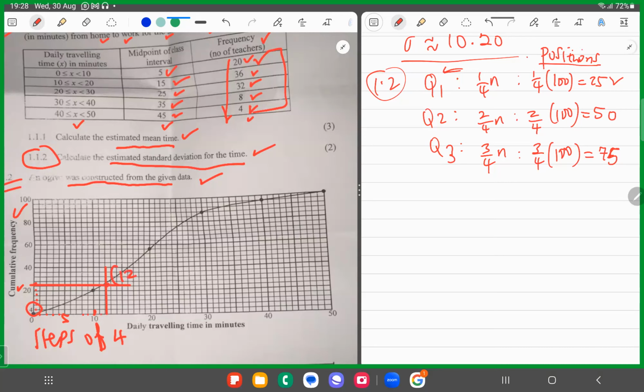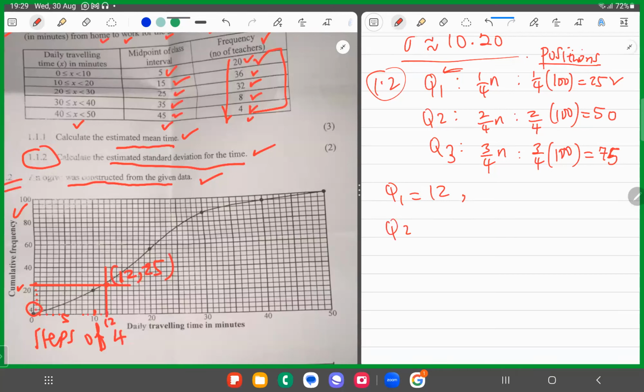So you have 12 here, you have 12 there, and here you have what? You have approximately the position 25. The position 25. So it means, on average, that Q1 is the same as 12. You have that Q1 is the same as 12.